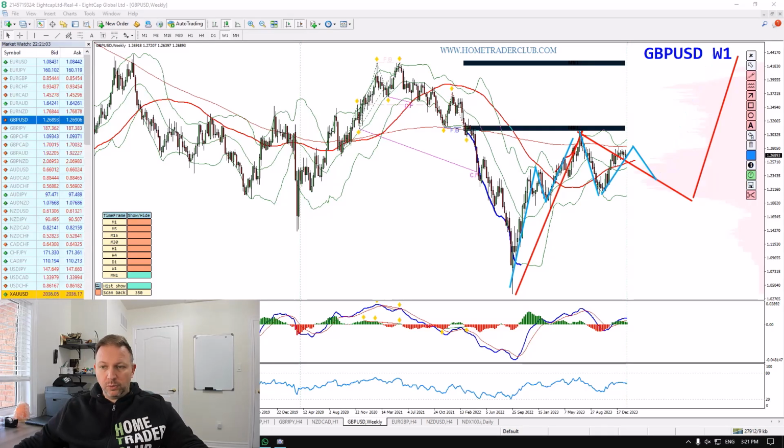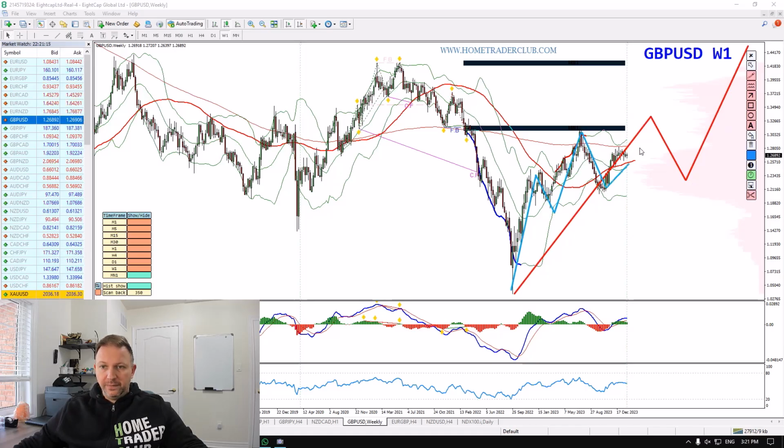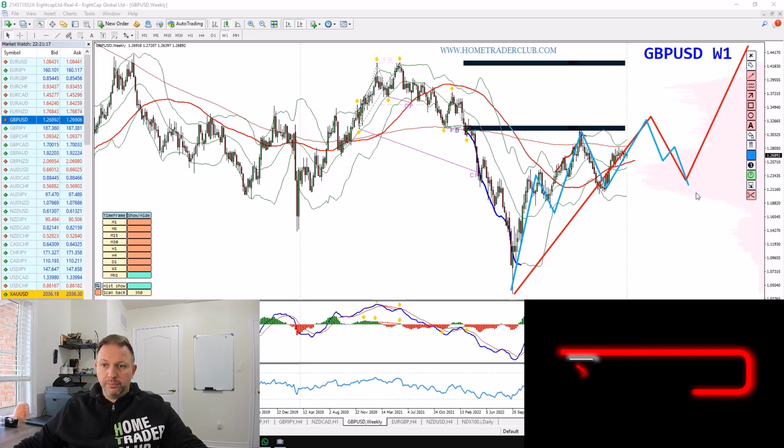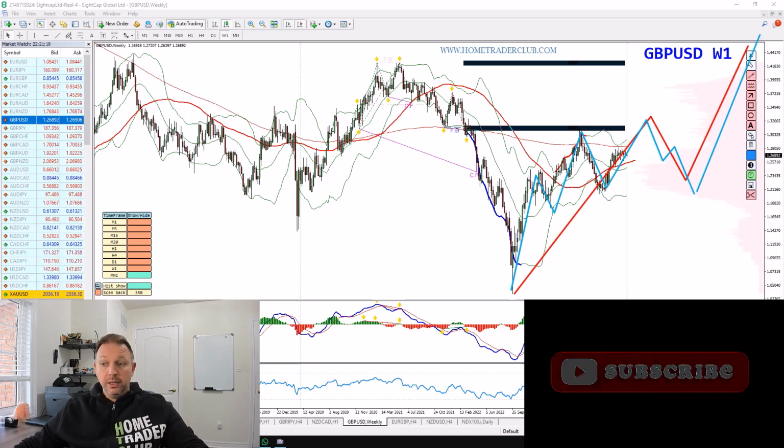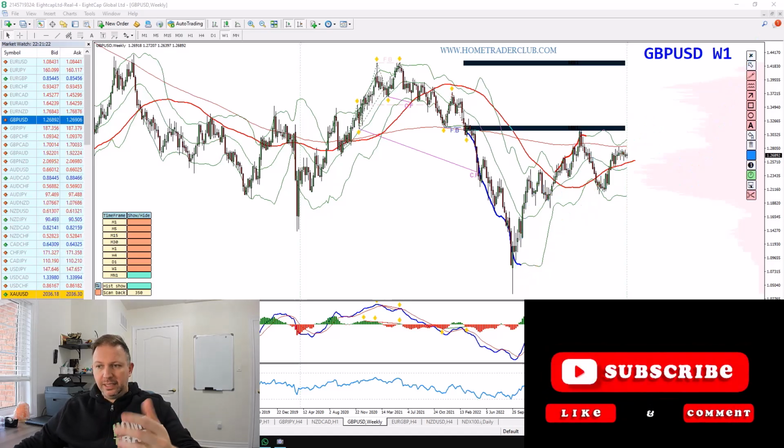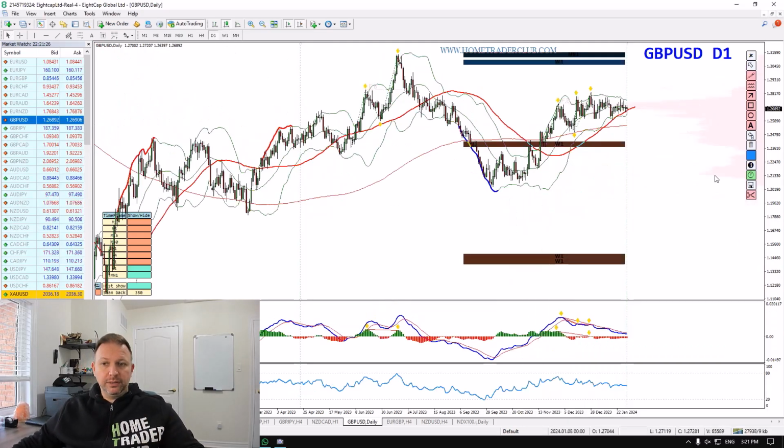That's option number one. And option number two is that the first monthly leg is not yet over, it's yet to be completed, and then we'll produce something like that before a pullback and then continuation. Keep in mind both these ideas, and let's go down and start breaking down the opportunities.